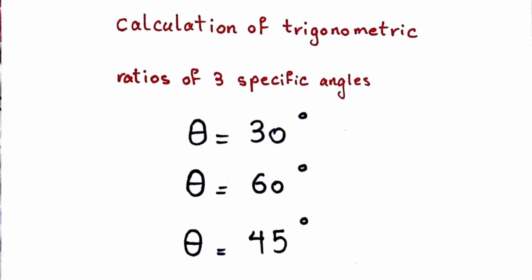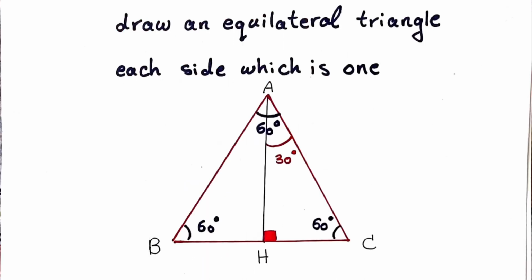Now, let's find together the trigonometric ratios of three angles: 30-degree angle, 60-degree angle, and 45-degree angle. In the next lessons, you will understand why the trigonometric ratios of these three angles are important. First, we obtain the trigonometric ratios of 30-degree and 60-degree angles.